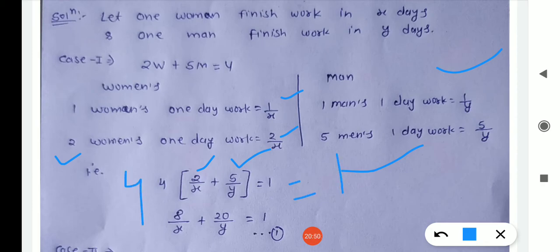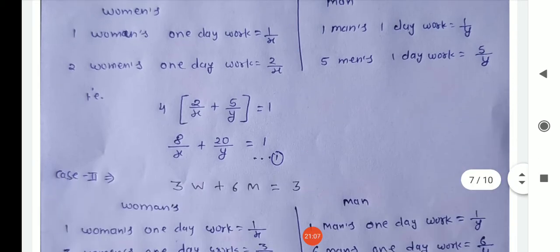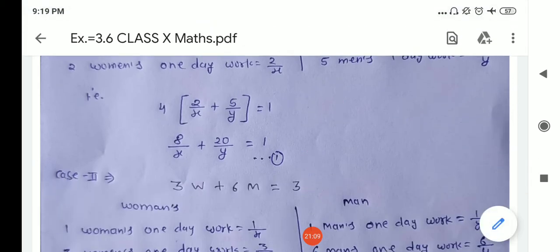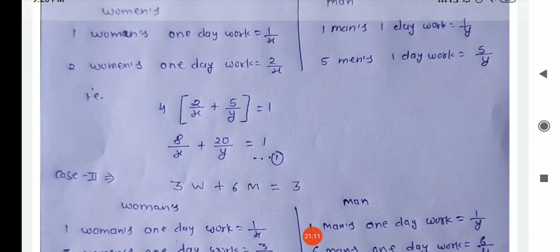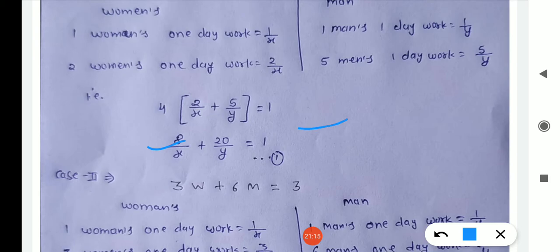It means the complete work, what do you assume it to be? 100. Like your marks are out of 100, so 100 upon 100, we find the value, 100 upon 100, it means 1. It means your total work I take as 1. So this equation becomes, I multiply 4 into this equation, it becomes 8 upon X plus 20 upon Y equals 1.